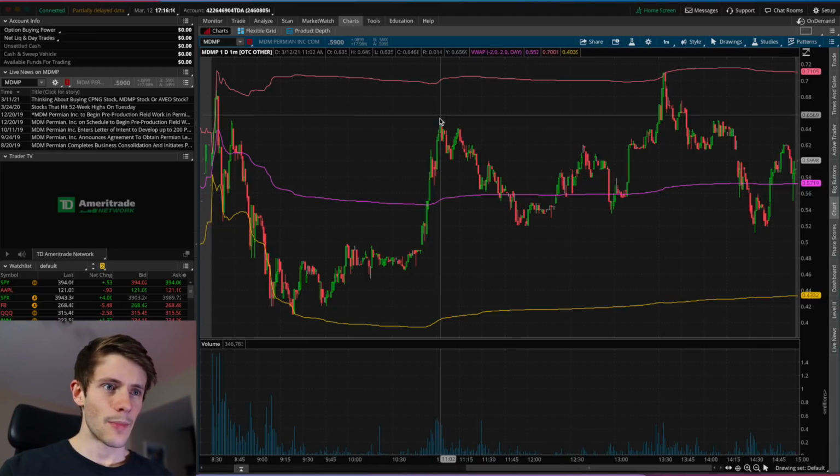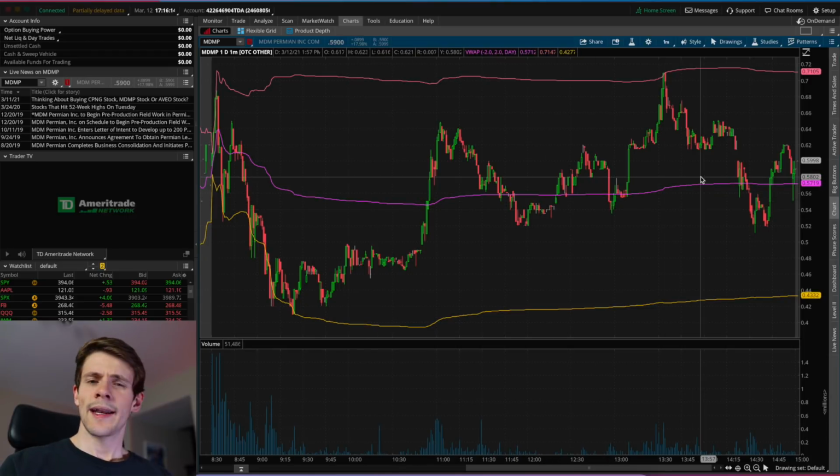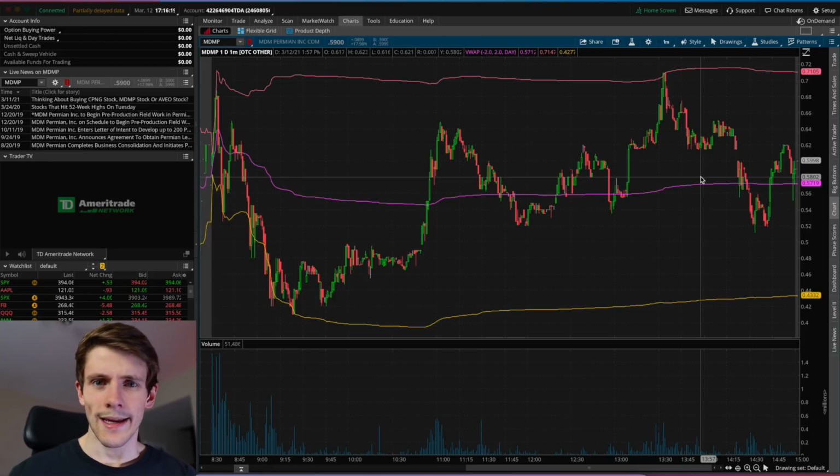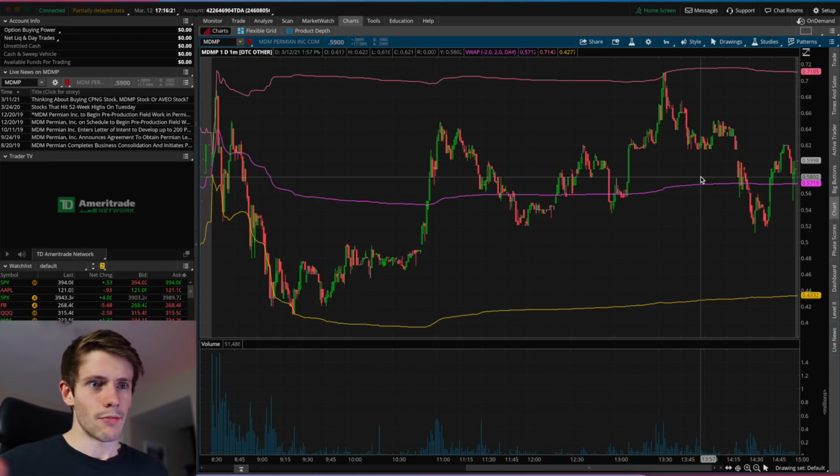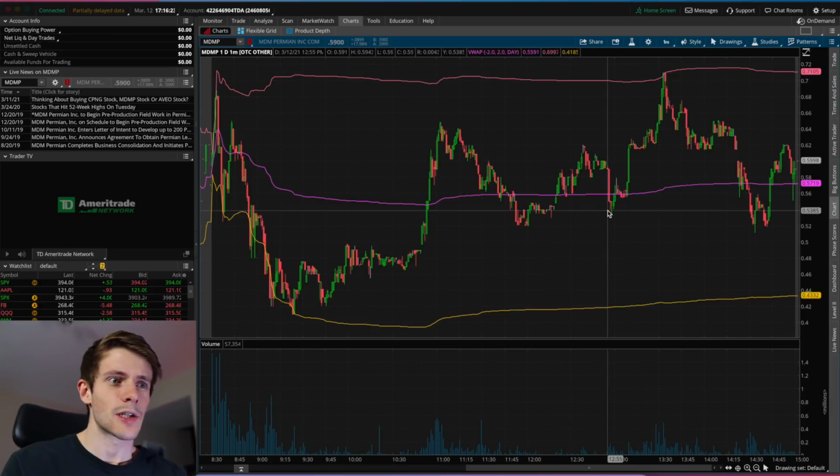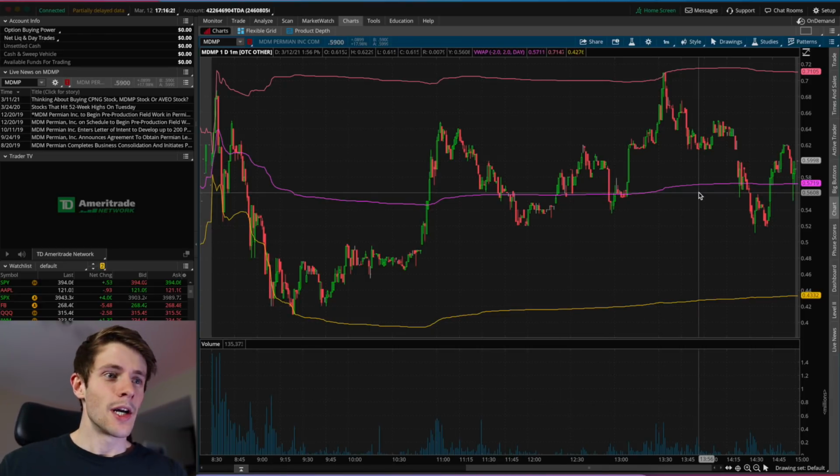You can see some of this volume up here makes the line move up a little bit, but in general, it's pretty much flat. Now, how do you use this? How do you use this in general when you're trading? How can I use VWAP? You're wondering, it's a line. Okay, that's cool. How can I use this to make me a better trader?